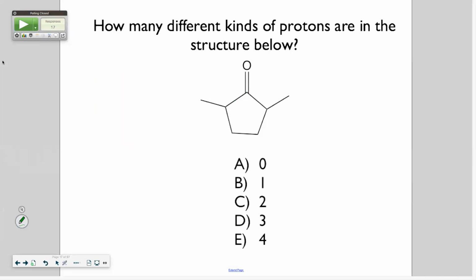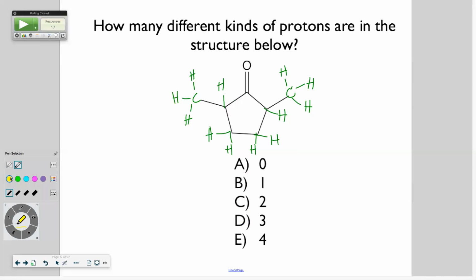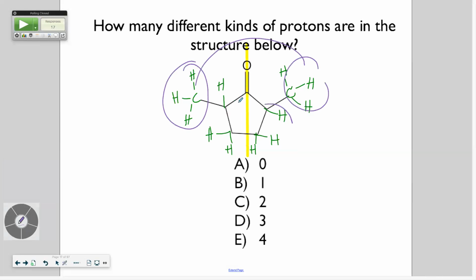All right. So let's put the hydrogens in, shall we? Just to make sure you all knew that they were there. All right. Do we see any symmetry in this molecule? Smack dab down the middle, right? Okay, so our kinds of hydrogens is going to be this is going to be 1. These are going to be 1. And these two are going to be 1. So the answer is 3.